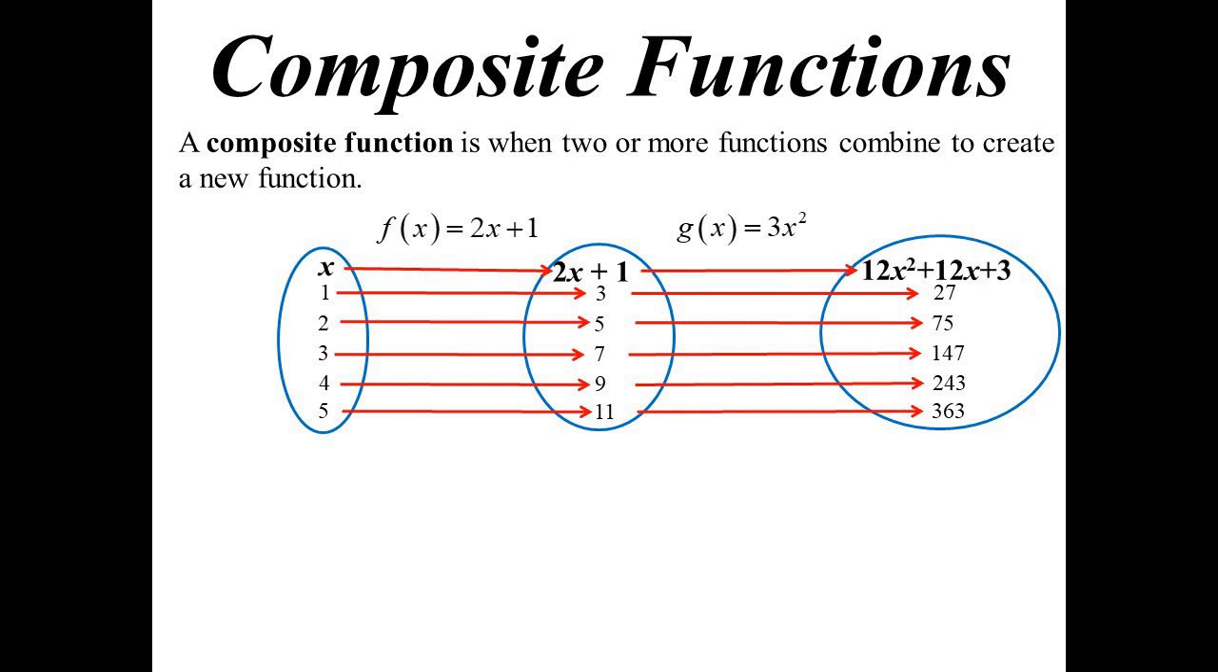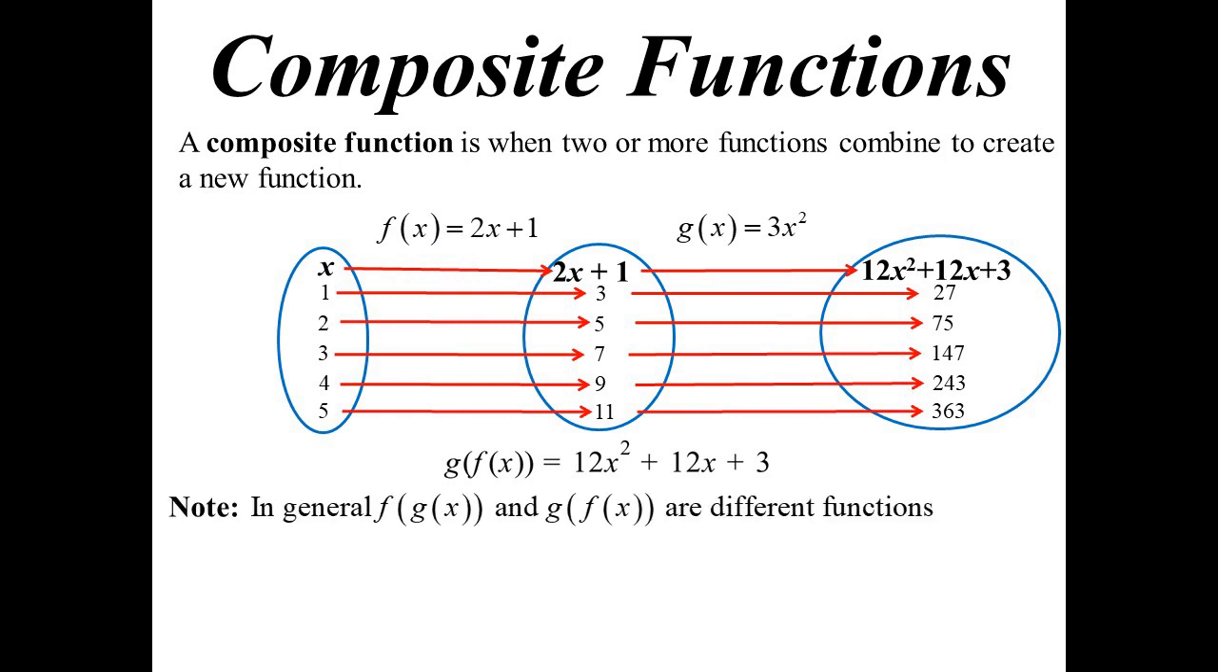The equivalent composite function could have been achieved by just substituting that x into 12x squared plus 12x plus 3. That would be the composite function. The notation for that is essentially what we're saying: we're substituting all of f of x into g of x. So we write it that way, where f of x is replacing the x in g.